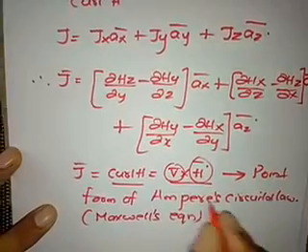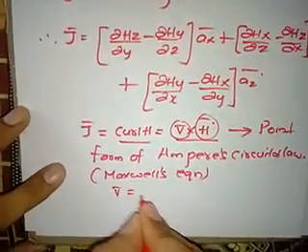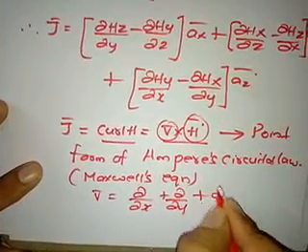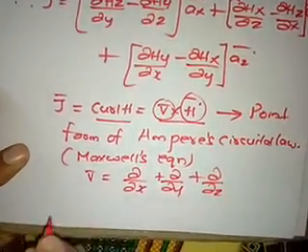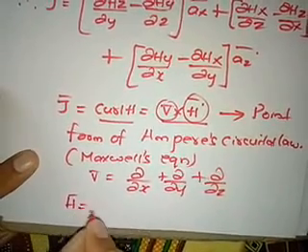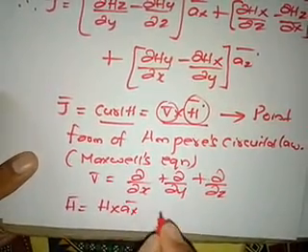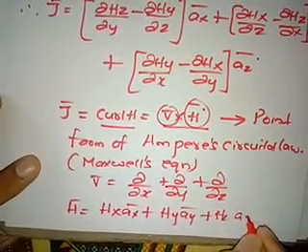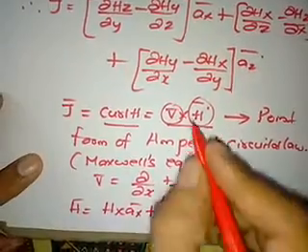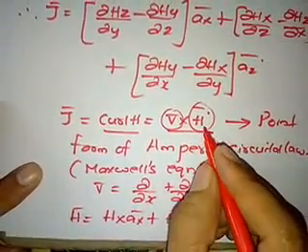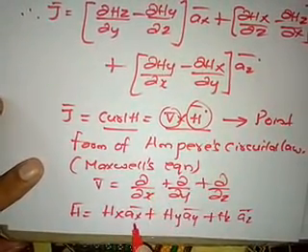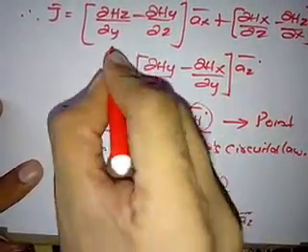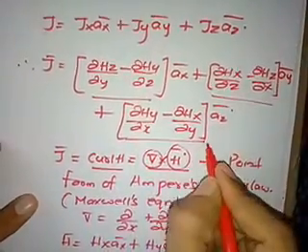What is del? Del is nothing but ∂/∂x plus ∂/∂y plus ∂/∂z. And we know that H̄ is equal to Hx āx plus Hy āy plus Hz āz. So what is del cross H? That is ∂/∂x of H̄ cross H̄, meaning ∂/∂x Hx āx plus ∂/∂y Hy āy plus ∂/∂z Hz āz, where Hx, Hy and Hz are these components.